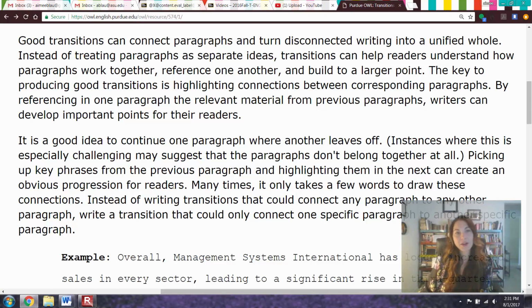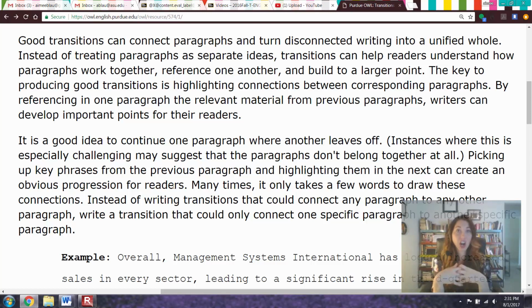So what the Purdue OWL suggests is that you continue one paragraph where another leaves off. And if it's really hard to connect two paragraphs, you're like, I just don't see the connection here, I don't know how to make these two go together, well, that's your answer. Your paragraphs don't go together. They're either in the wrong place or perhaps you've gotten off topic. And it's really hard to make two paragraphs go together when you've strayed from your main idea.